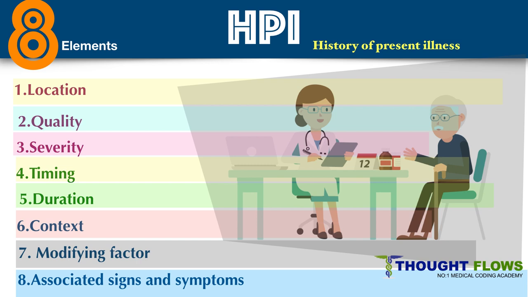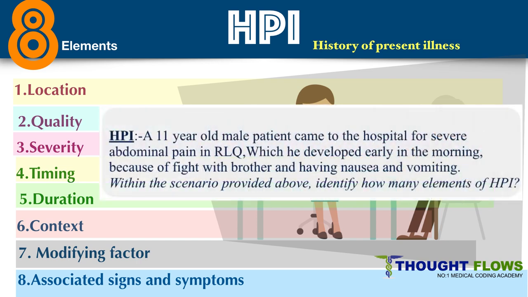Now, we'll see with a sample. In this scenario, an 11-year-old male patient came to the hospital for severe abdominal pain in the right lower quadrant, which he developed early in the morning because of a fight with his brother, and he is having nausea and vomiting. So we have to find out how many elements are present in this scenario.